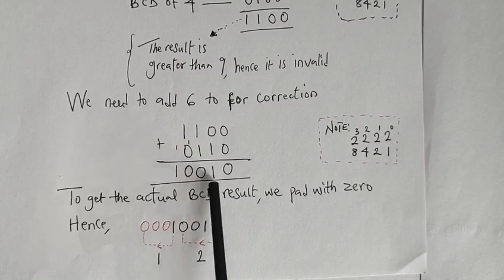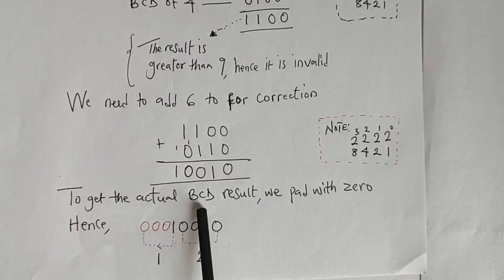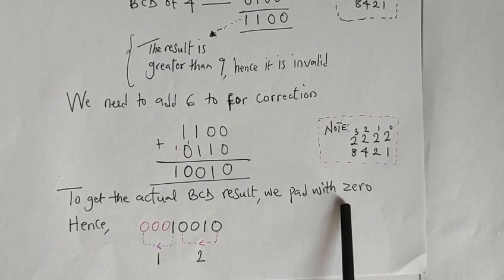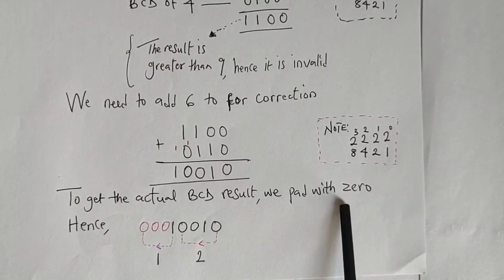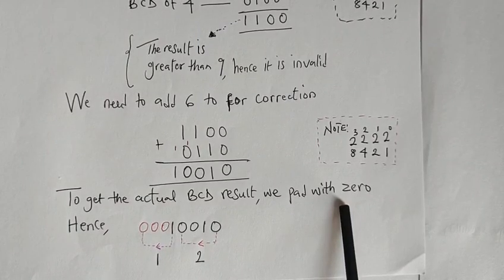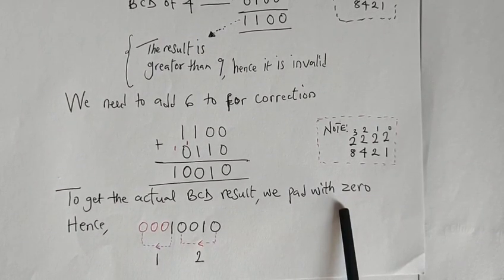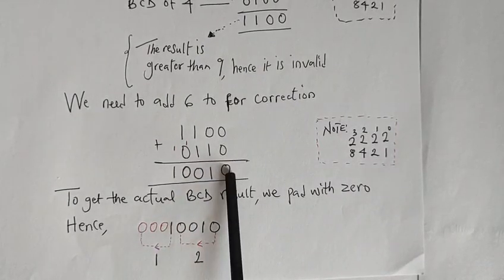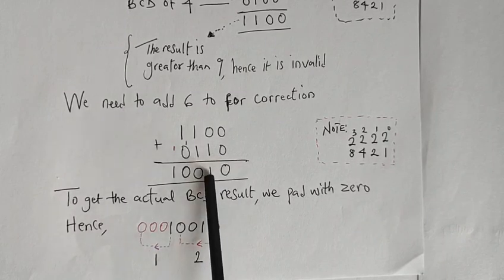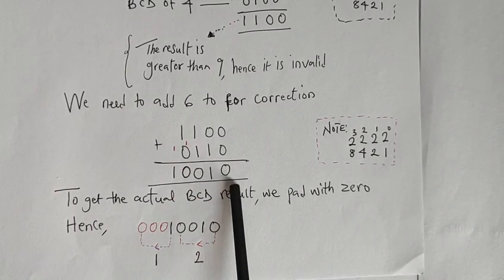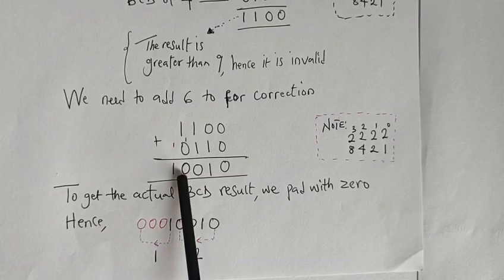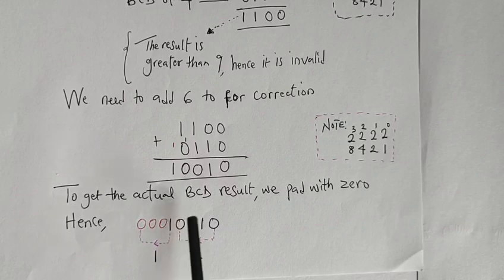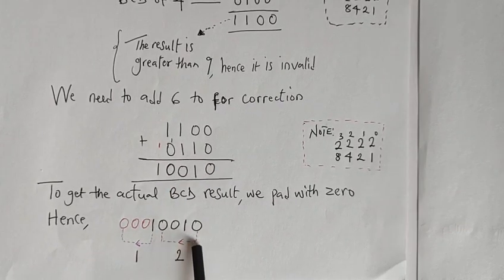We have 10010. Now, to get the actual BCD result, we need to pad with zeros. Alright, so we need to group the result into 4 bits. Starting from the right to the left, we have 1 2 3 4. So this 4 bit is going to be in one group. That's how we got 0100. So this is going to be in one group.